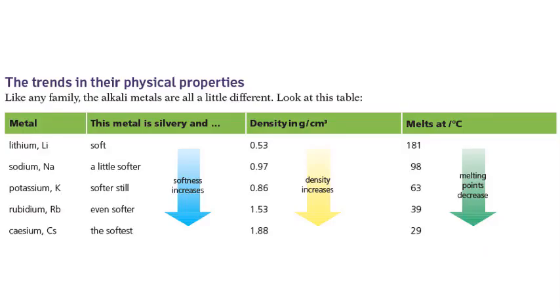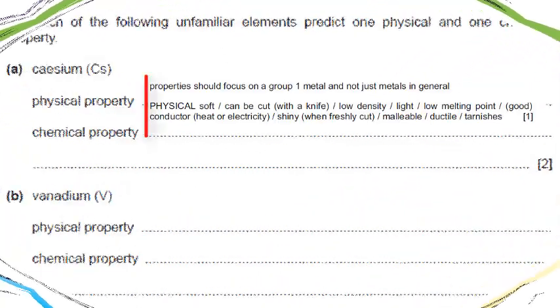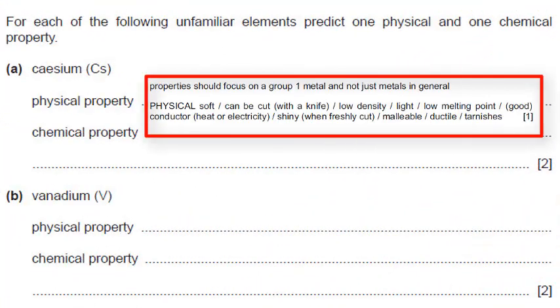You should be able to distinguish between physical and chemical properties in order not to lose the marks. Some of the students reverse the physical and chemical properties and they just get nothing. So here, as we know, the general physical properties of group number 1 elements are that they have low melting and boiling points, and they have low density. The mark scheme accepted it as right to write low density or light or low melting point.